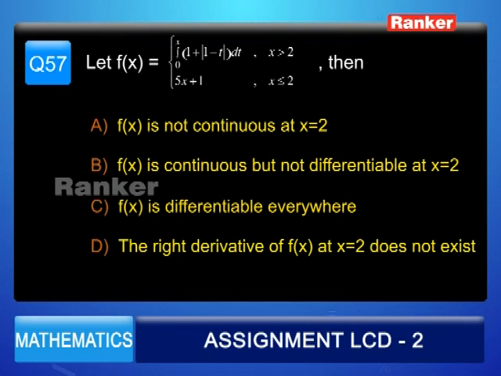Next question, let f of x is equal to integral 0 to x 1 plus mod 1 minus t dt when x is greater than 2 and 5x plus 1 when x is less than or equal to 2. Then we need to see option A, f of x is not continuous at x equal to 2. Option B, f of x is continuous but not differentiable at x equal to 2. Option C, f of x is differentiable everywhere. Option D, the right hand derivative of f of x at x equal to 2 does not exist.